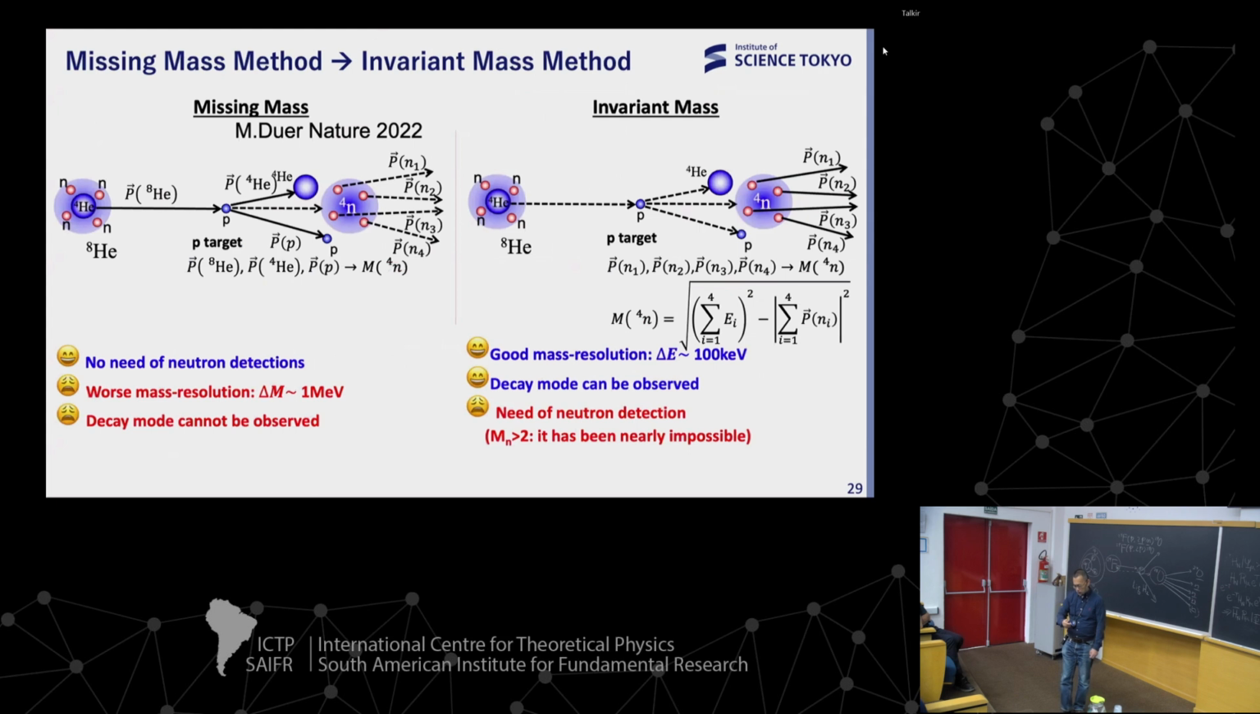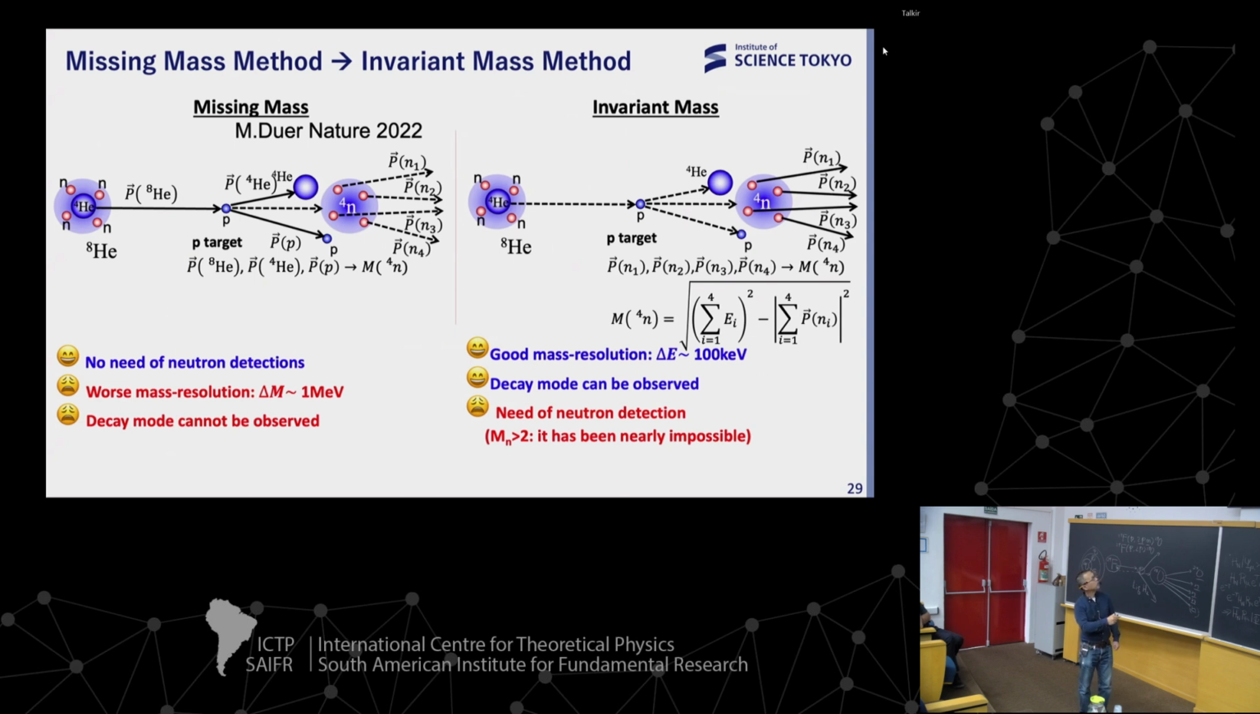So what I'd like to say is that so far, to measure these four-neutron systems, basically people used, or we used, missing mass. Missing mass is like, for instance, in this case of the SAMURAI experiment, helium-8 impinges on a proton target, and the proton helium-4 is knocked out, like this.